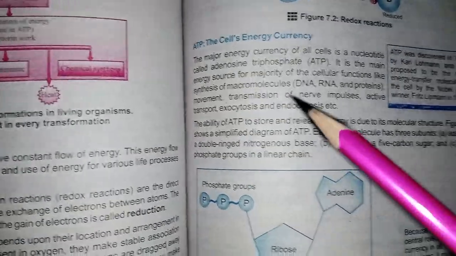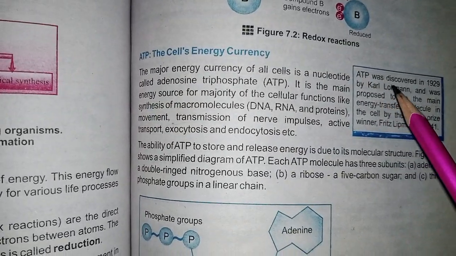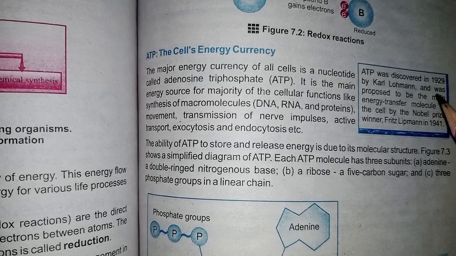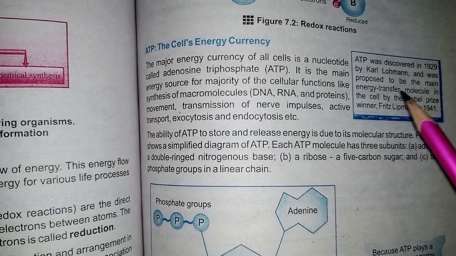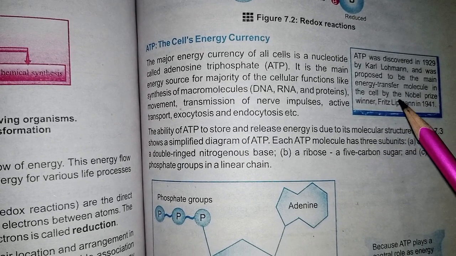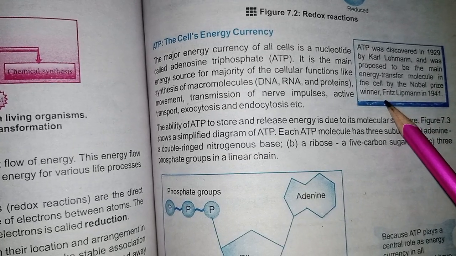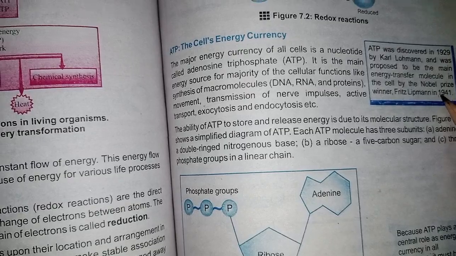The question is, who introduced ATP? ATP was discovered in 1929 by Karl Lohmann and was proposed to be the main energy transfer molecule in the cell by the Nobel Prize winners Lipmann and Kalckar in 1941.